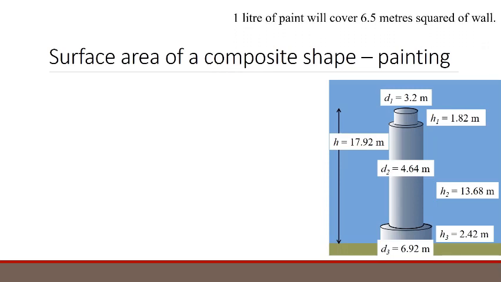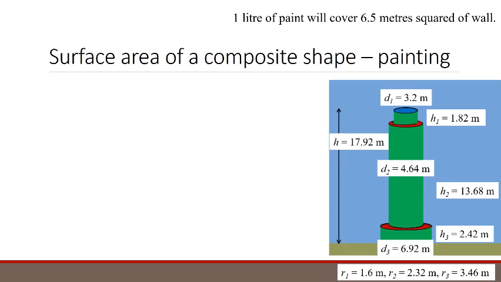So we're also given the information that 1 litre of paint will cover about 6.5 metres squared of a wall. And once we know the diameters, we can calculate the radii. So radius 1 at the top, the smallest part, is 1.6 metres. Radius 2 is 2.32 metres. And radius 3 at the bottom, the base of the lighthouse, we've got 3.46 metres, just by dividing by 2.